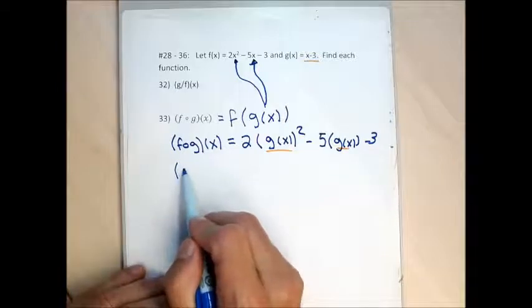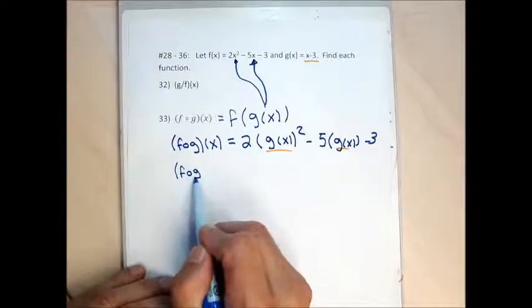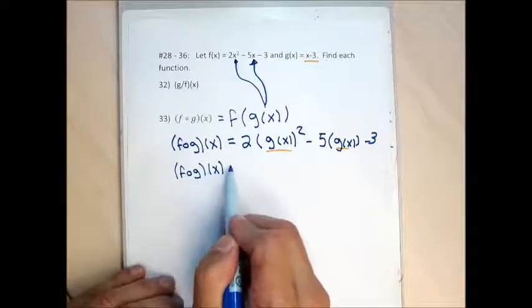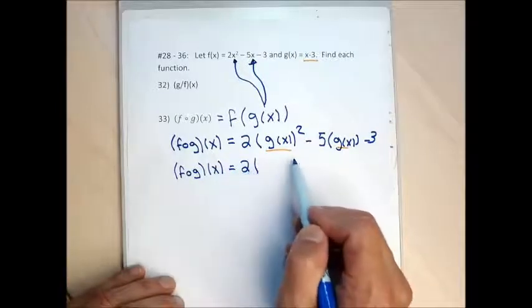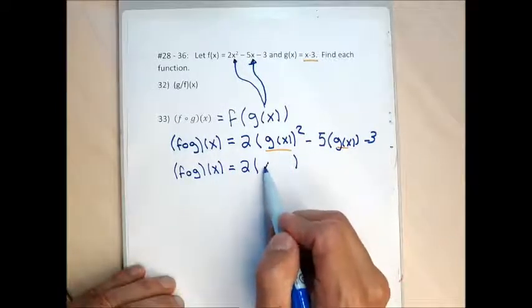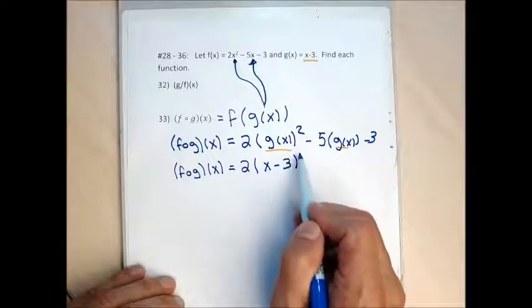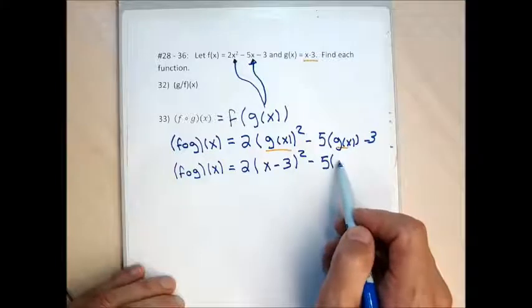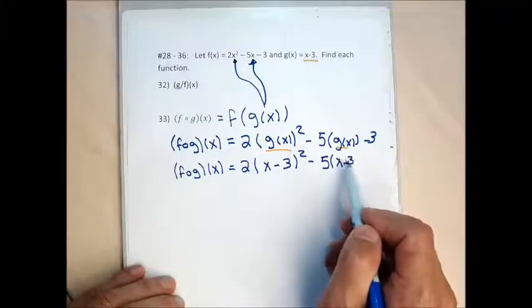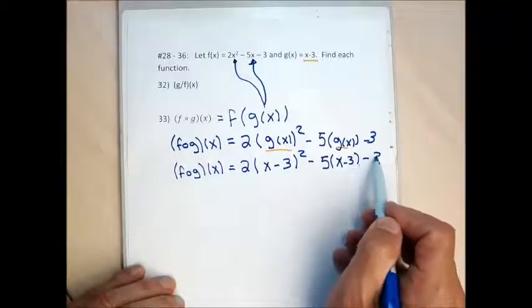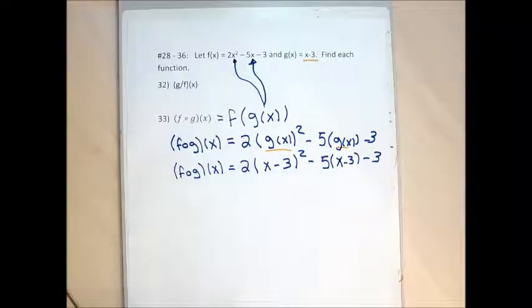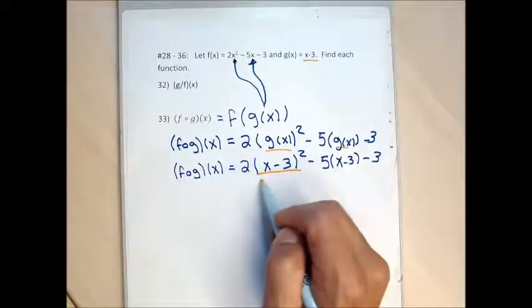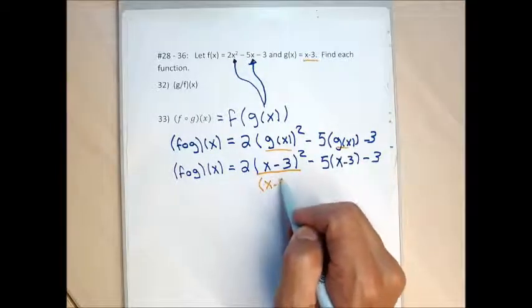So this is going to give me f composed with g of x equals 2. And then I'm going to change this g of x to an x minus 3. So 2 times x minus 3 quantity squared. Minus 5. Change that g of x to an x minus 3. So 5 times x minus 3. And then minus 3. Now I need to be careful when I simplify this, and orders of operations want me to do the exponent first, so I'll do the exponent first.